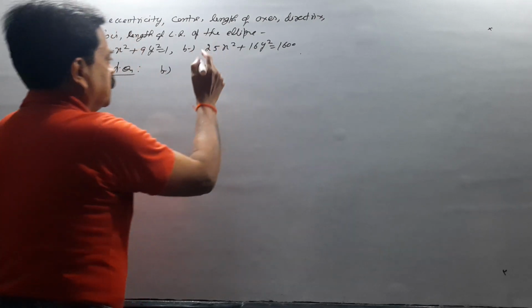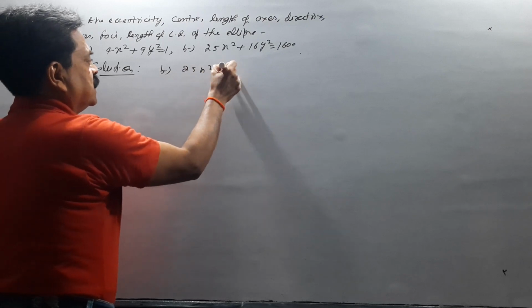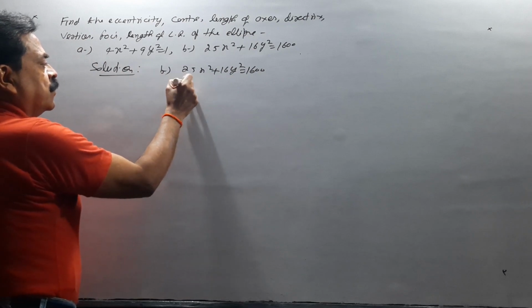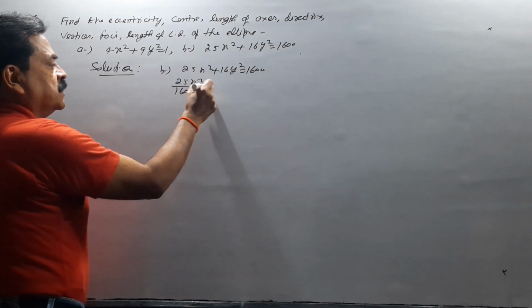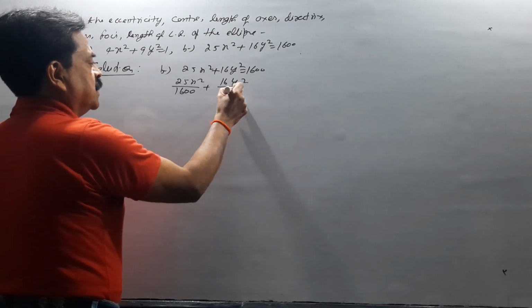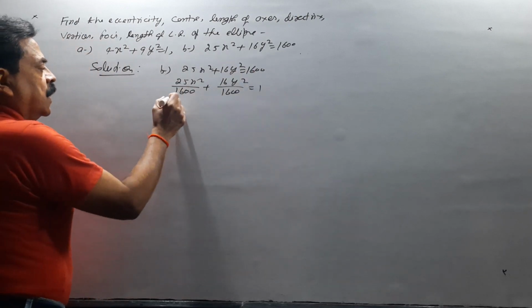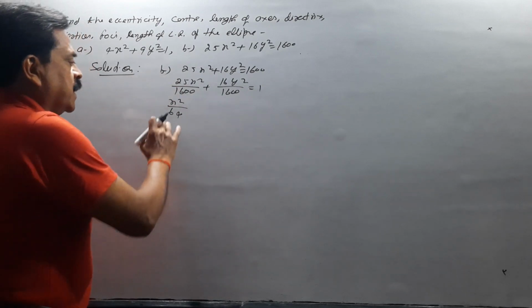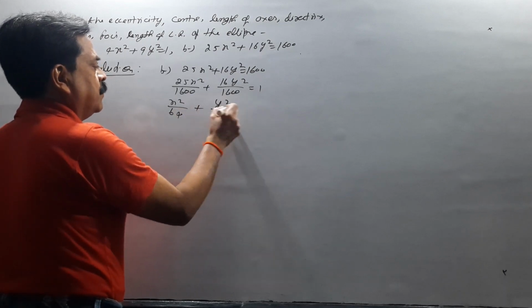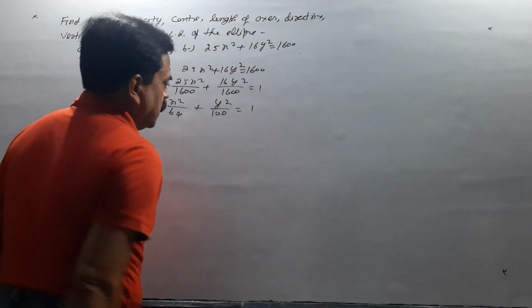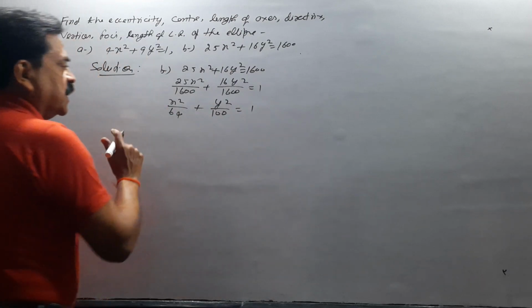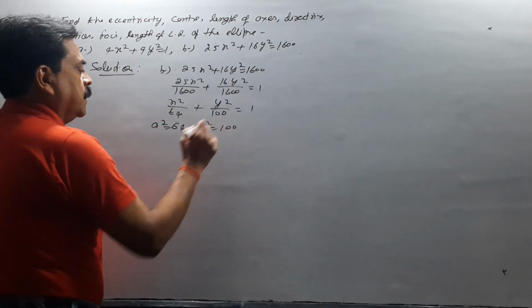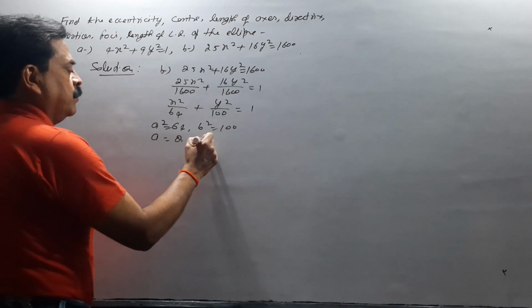B part. Solution of this part: 25x square plus 16y square equals 1600. Dividing by 1600, we get 25x square upon 1600 plus 16y square upon 1600 equals 1, and x square upon 64, dividing 1600 by 25, we get 64, plus y square upon 100 equals 1. So this is the standard form, and in this case the value of a square is 64 and b square is 100. So a equals 8 and b equals 10.